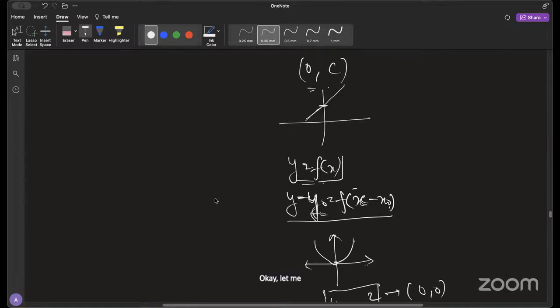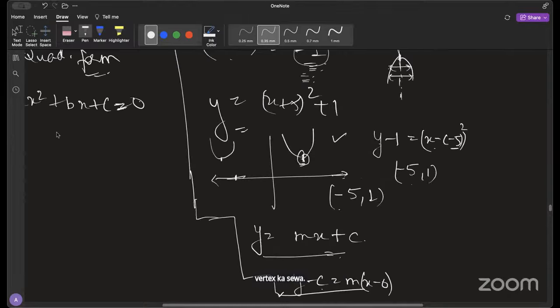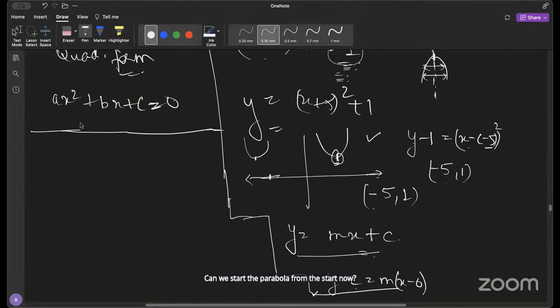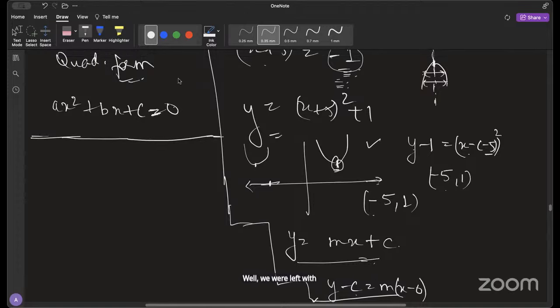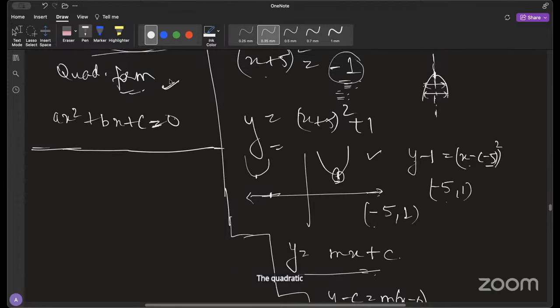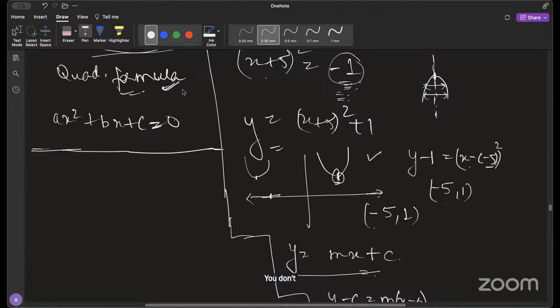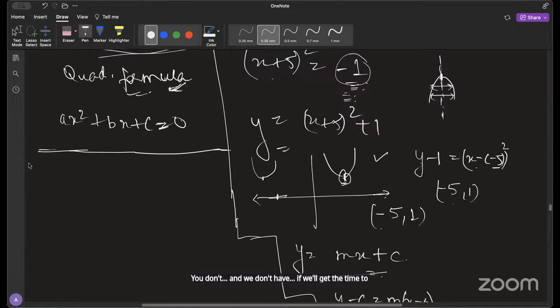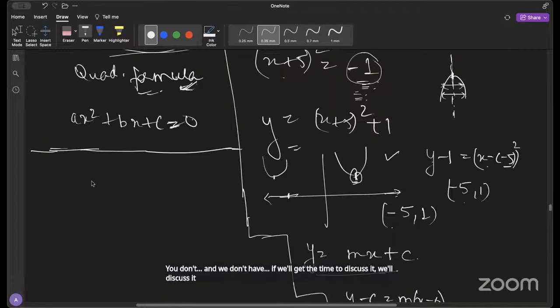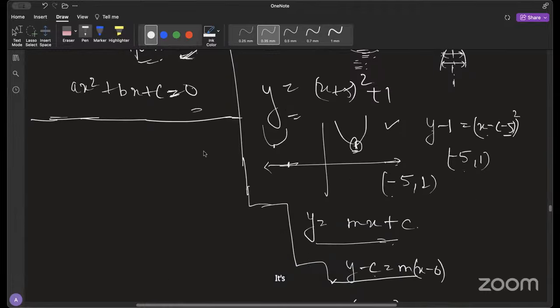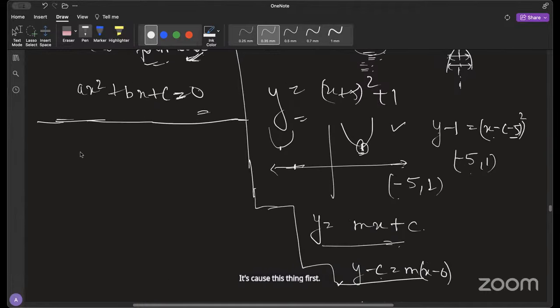Okay, let me just repeat this thing here. When you start the parabola from the start now, because we were left with the quadratic form, the quadratic formula, if we get the time to discuss it, we'll discuss it in the end. Otherwise, we'll just discuss this thing first. Just one question, and the one thing that I'll just discuss, 1 second.